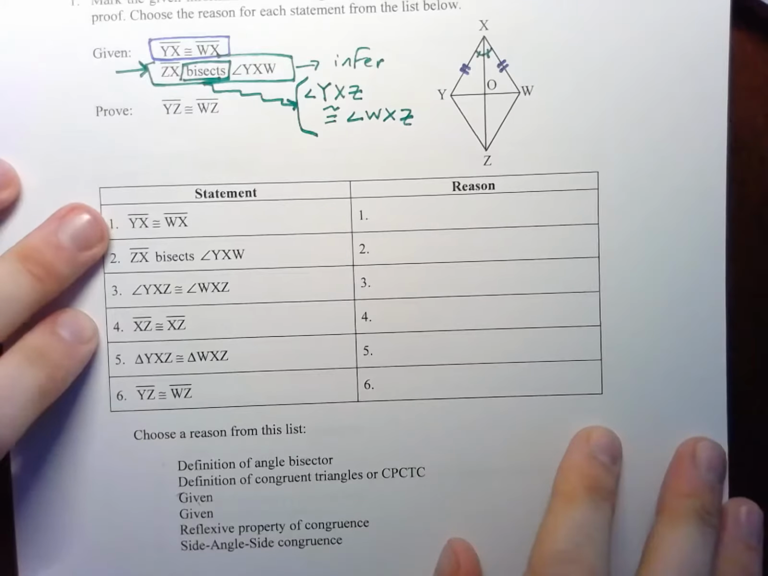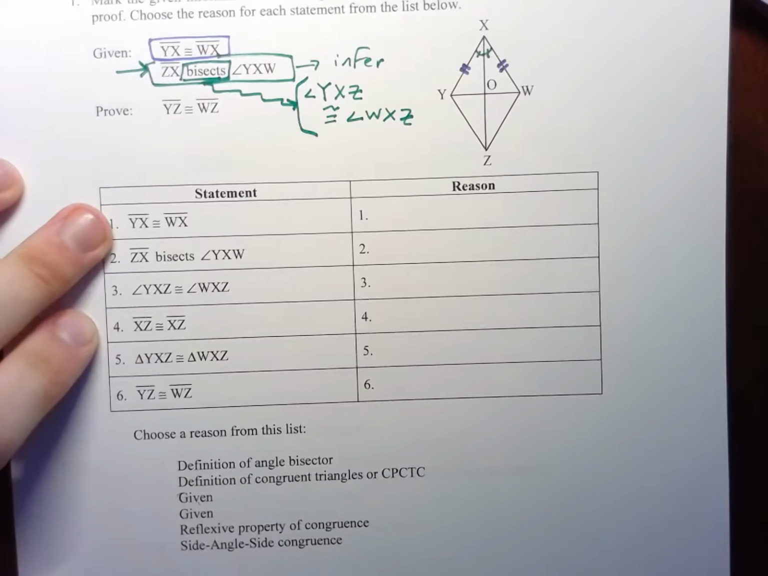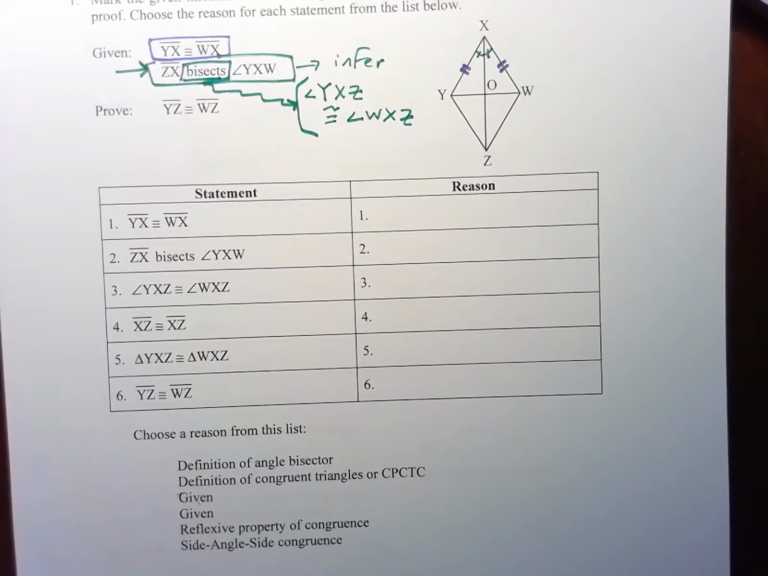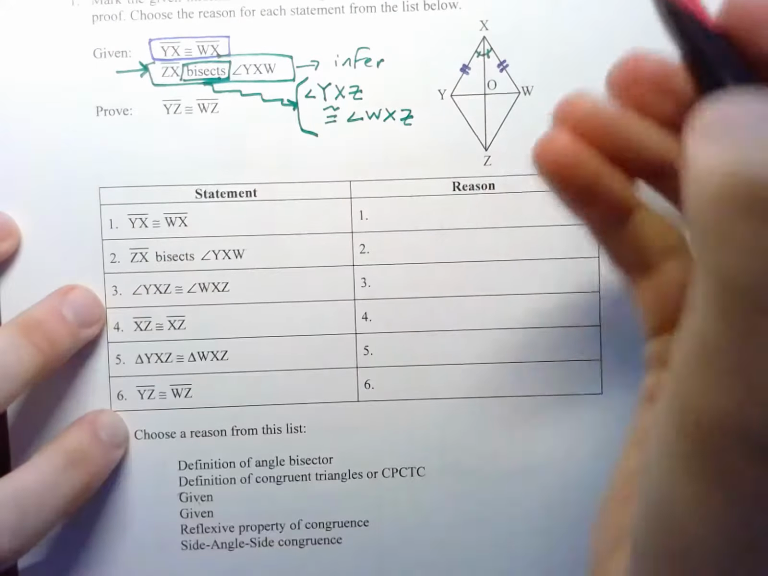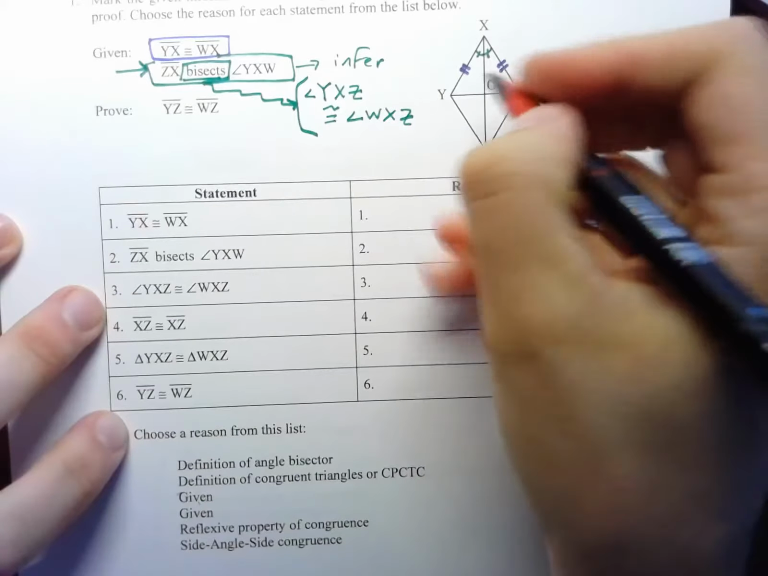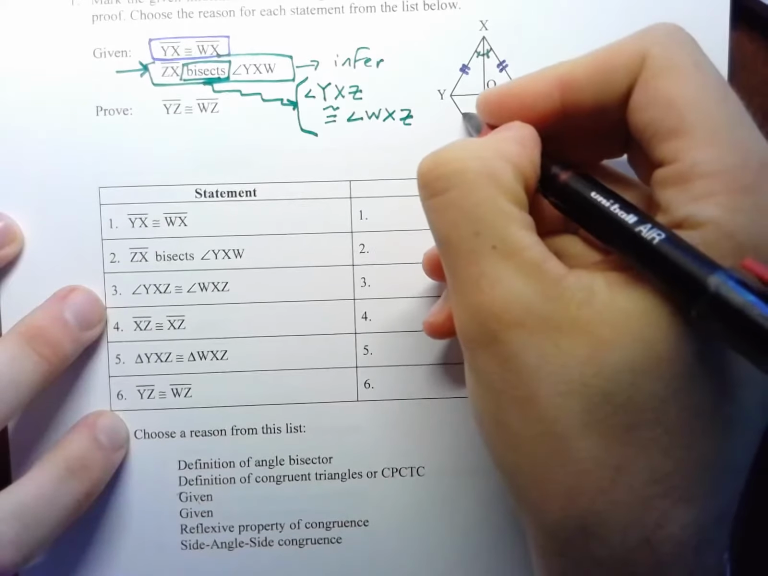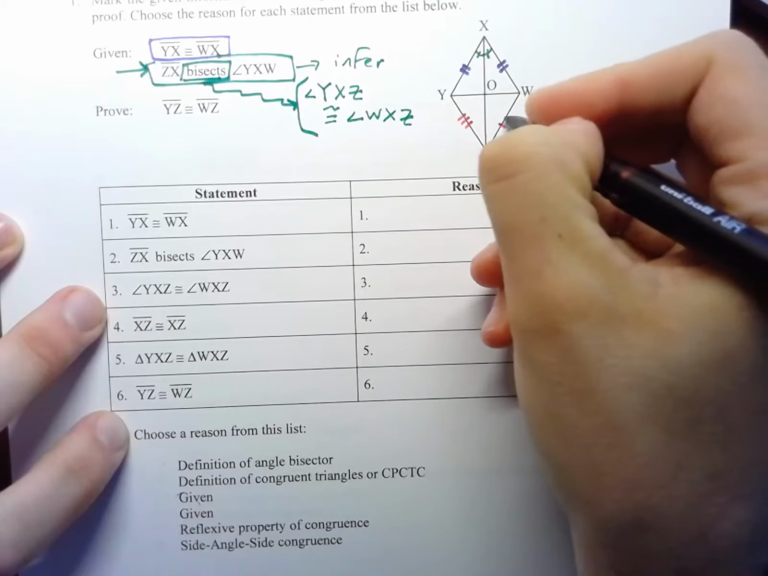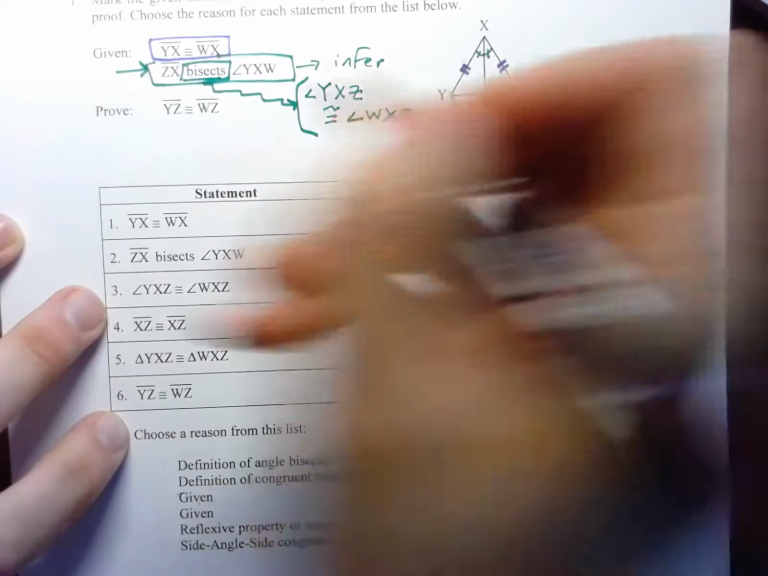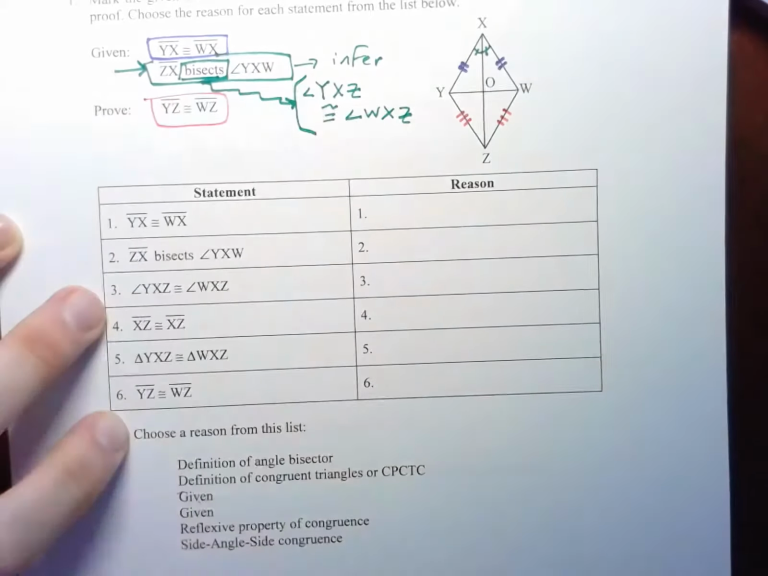And we're trying to prove that YZ is congruent to WZ. So we're trying to show that YZ, right here, is congruent to WZ. We're trying to show those two, and that is in the red right there.